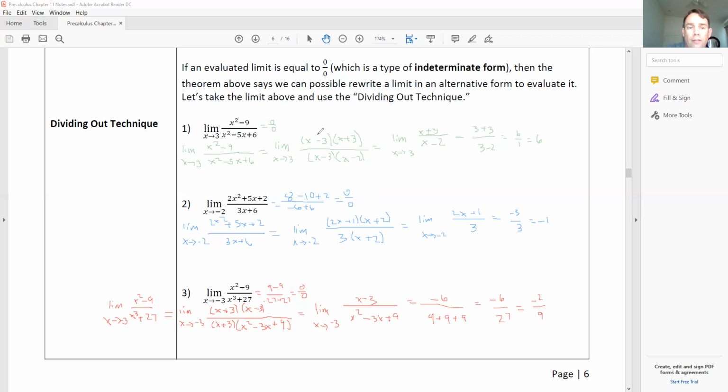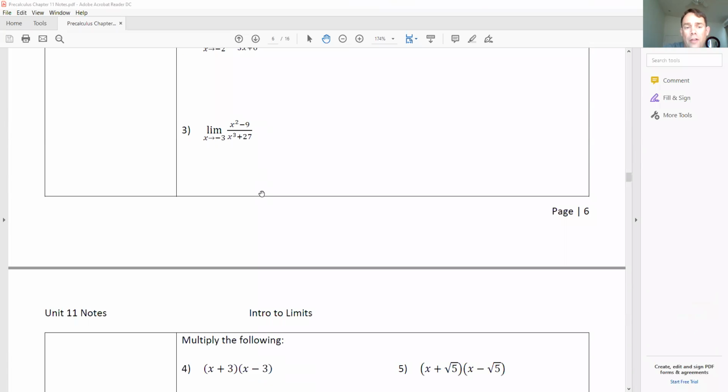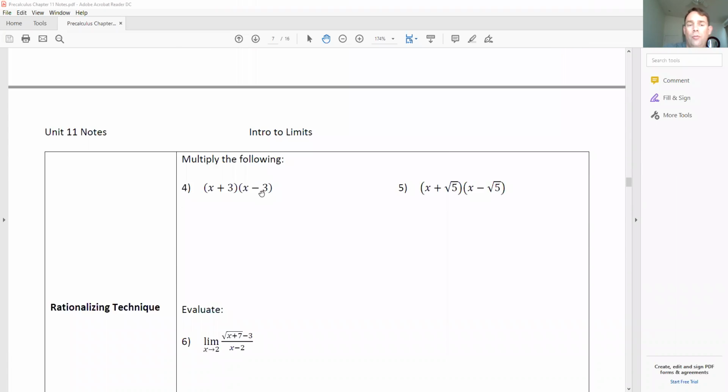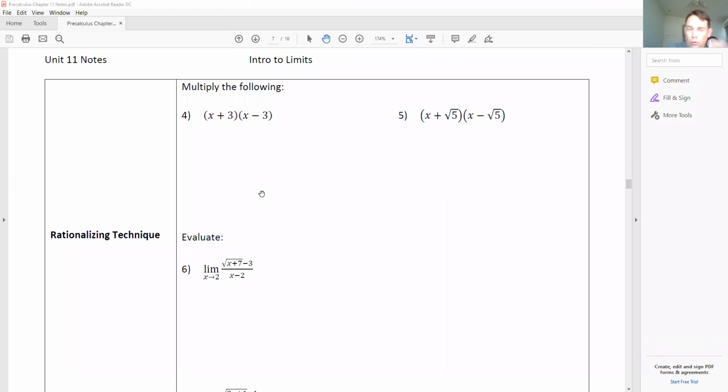Now, factoring isn't the only thing we can do to limits to help evaluate them when they're in indeterminate form. We're going to look at a couple others as well. Now, we're not doing every single one that you could do in calculus, but we're going to cover most of them. But before we go to the next ones here, what I'd like you guys to do is multiply these out real quick. I don't care if you use the box or not. If you want to, you can. If you don't, don't. But go ahead and multiply these out real quick, and let's just remind ourselves what's going to happen.